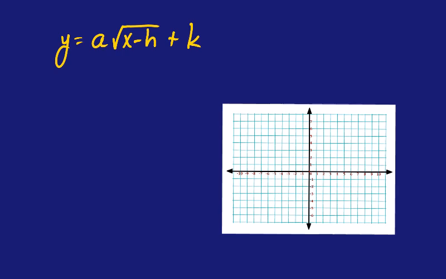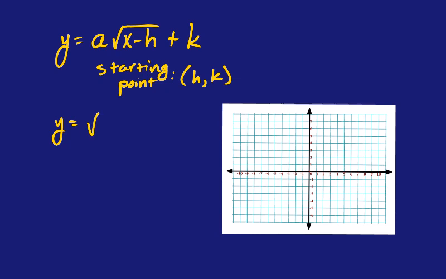And if you know what our transformations do, you know how this affects it. But the only thing I'll say here is that the starting point that I just pointed out is at (h, k). And so if you have a function like this, y equals the square root of x plus 1 and then minus 2, if you want to graph that and say you didn't have a calculator, the first thing you would look for is the starting point.